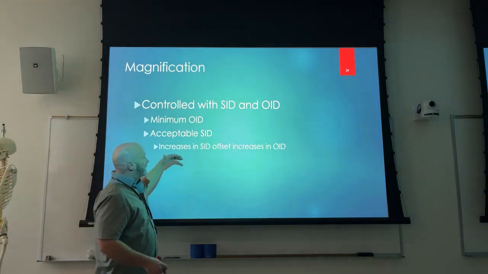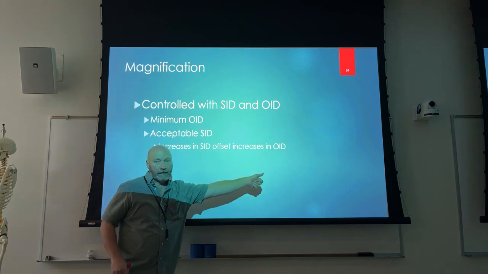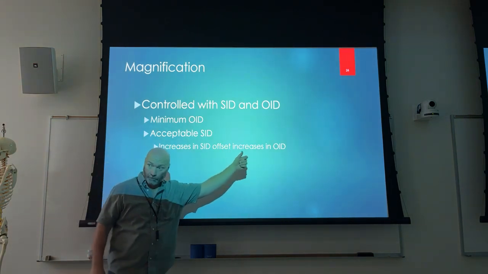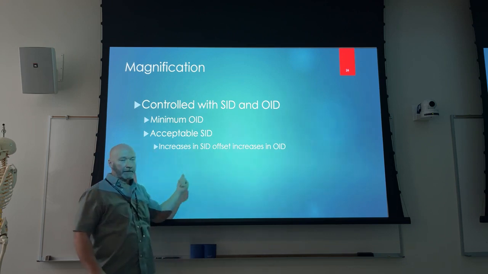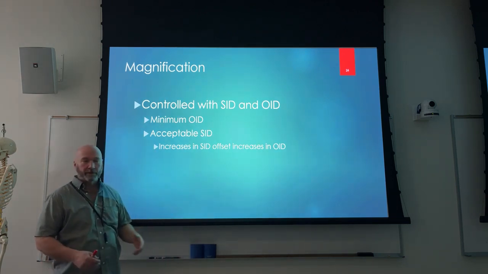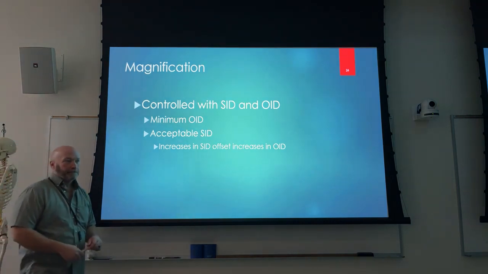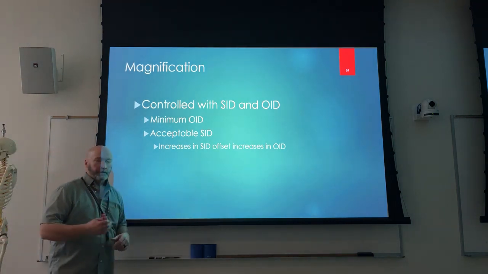And if we have an increase in OID, we can offset the effects of that magnification that comes with the increase in OID with the increase in SID. We took a look at that just a minute ago. And you can completely nullify that as long as your ratio remains the same.